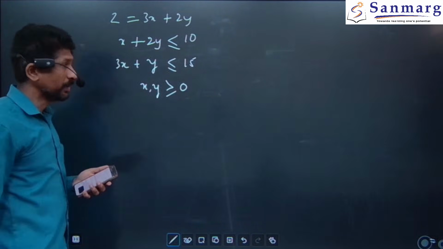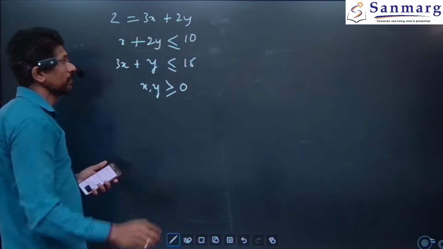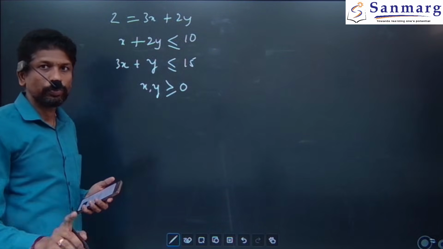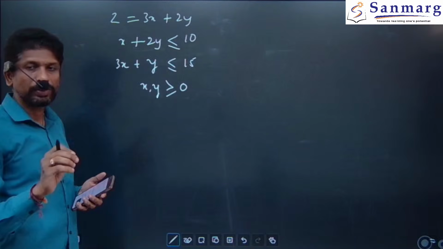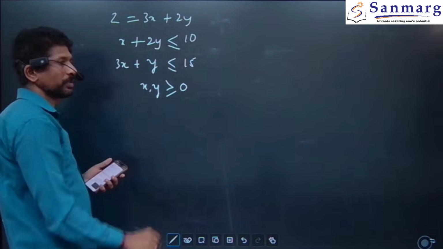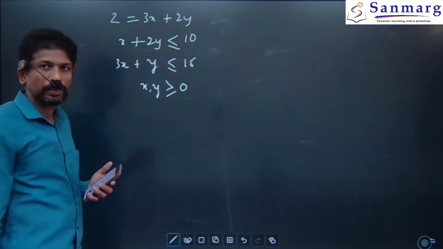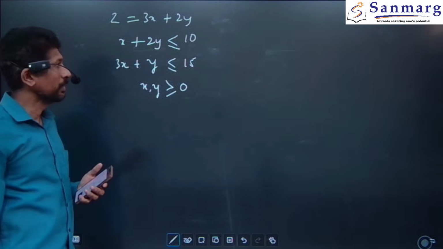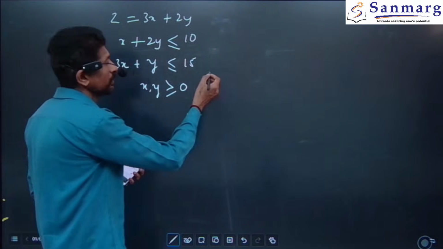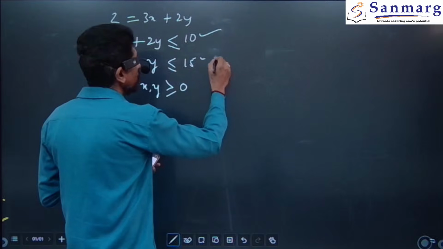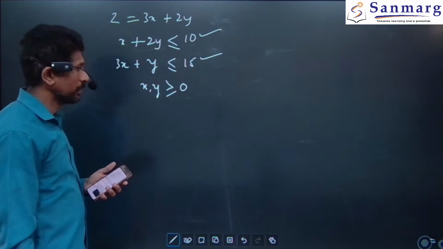First you have to know that whenever they give less than or equal to, automatically, as you know, the inequality is true by considering the origin side. So first solve the two equations, then we get the objective function, then solve it.